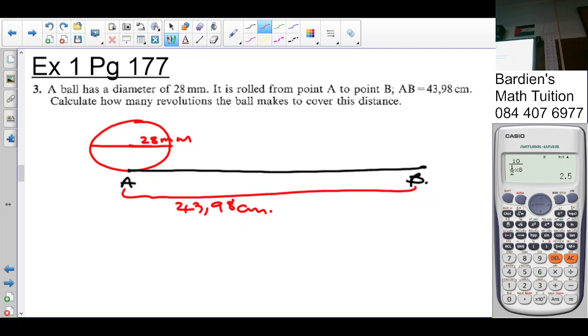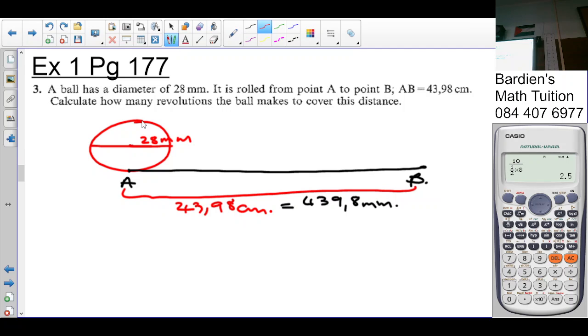So what must we do? Convert one of the two. Always convert to the smaller one. How many millimeters in a centimeter? 10. So I multiply this by 10. So it's 439.8 millimeters. Okay?